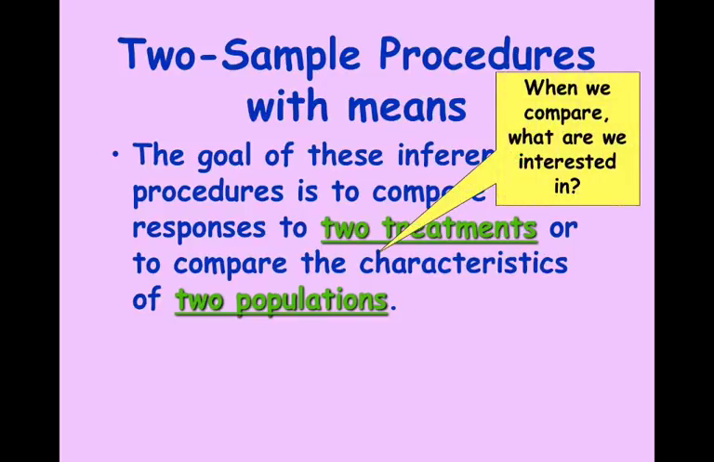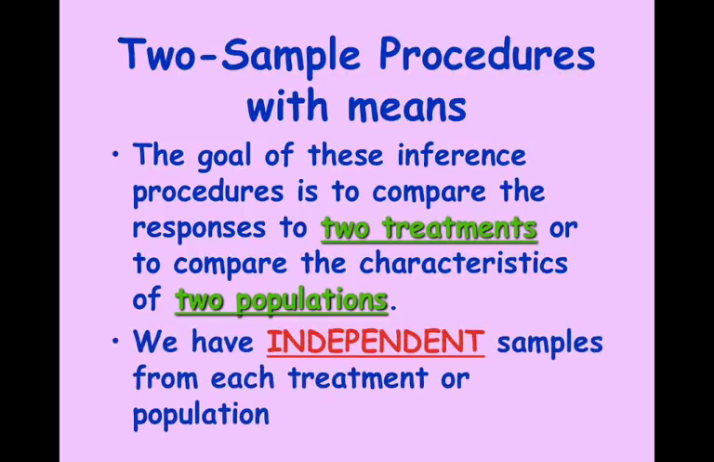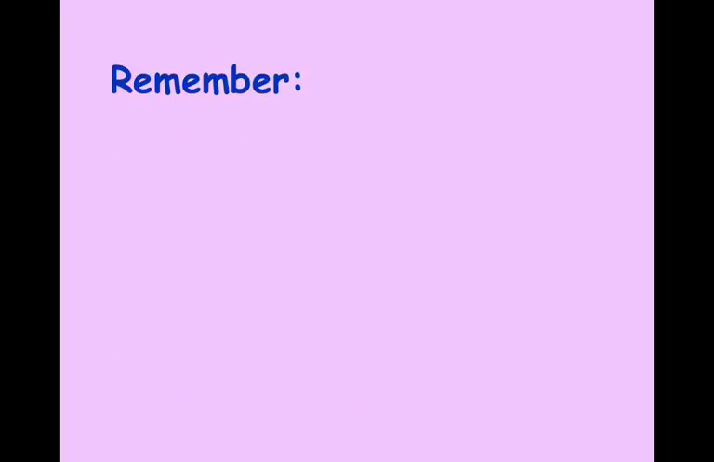In doing so, we have two independent samples from each treatment or from each population. So what we're interested in comparing today is the difference in the means between the two treatments or the two samples. In order to do this, we've got to remember a few calculations that we've done earlier this year. So we need to know how to find the mean of the difference of two random variables as well as the standard deviation of the difference of two random variables. So let's review those real quick.